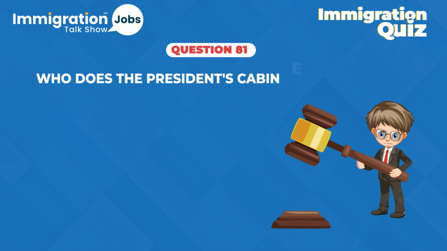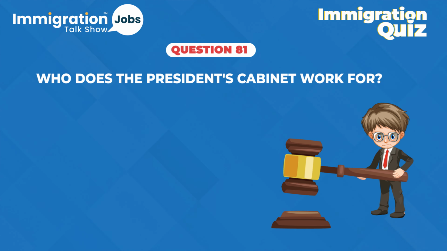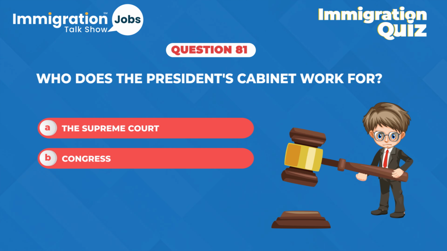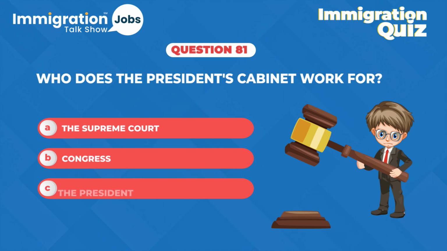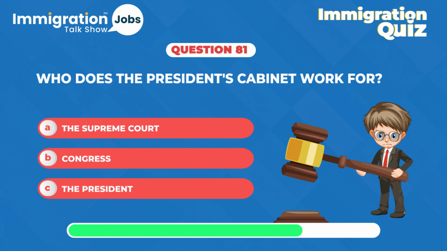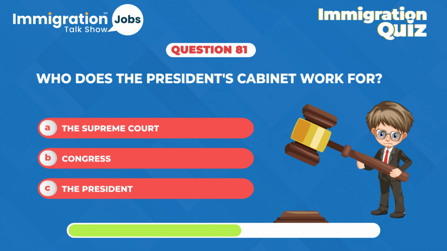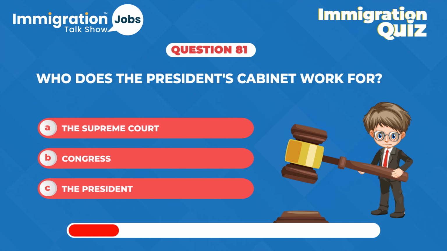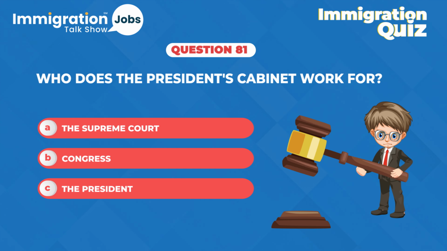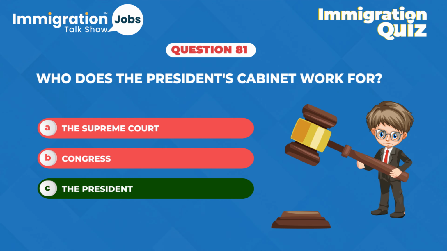Who does the President's Cabinet work for? Option A, the Supreme Court. Option B, Congress. Or option C, the President. And the correct answer is option C, the President.